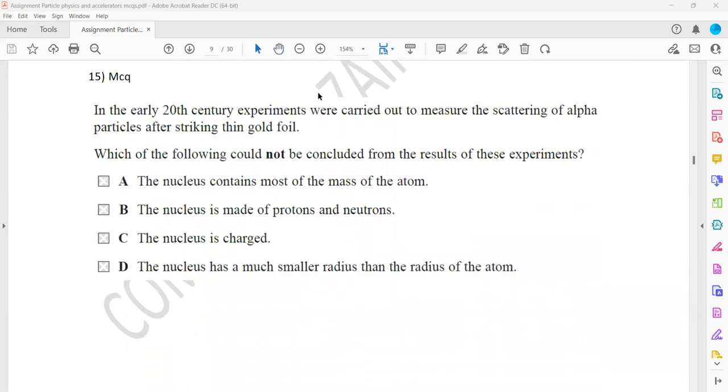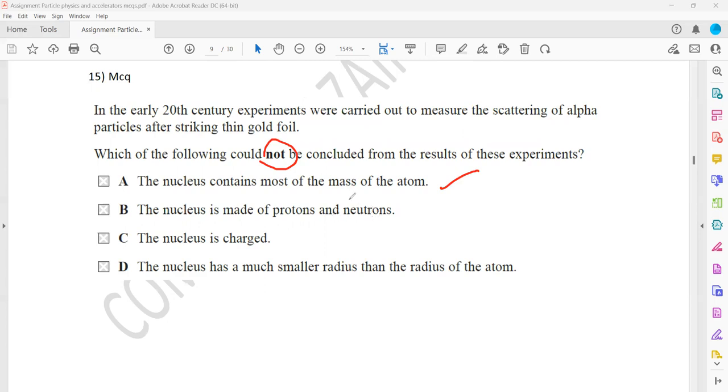In question 15, in the early 20th century an experiment was carried out to measure the scattering of alpha particles as they strike a thin foil. Which of the following could not be concluded from the results of this experiment? Which one is not a valid conclusion? The nucleus contains most of the matter, that's true. The nucleus is made of protons and neutrons.